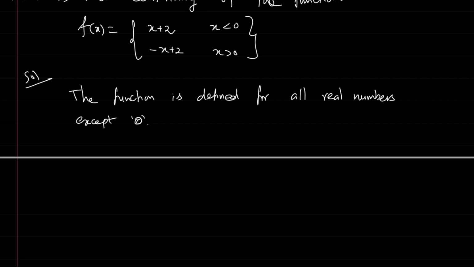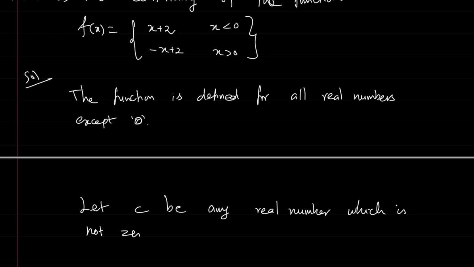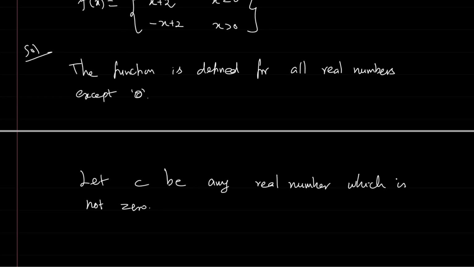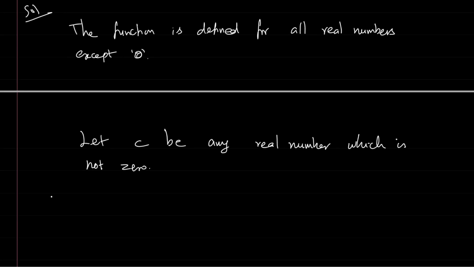Now we have to check the continuity of the function. So let me take c to be any real number which is not 0, because 0 is not defined in the function. Now two cases arise: either c is less than 0 or c is greater than 0.